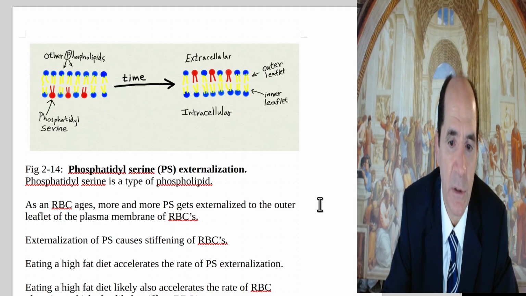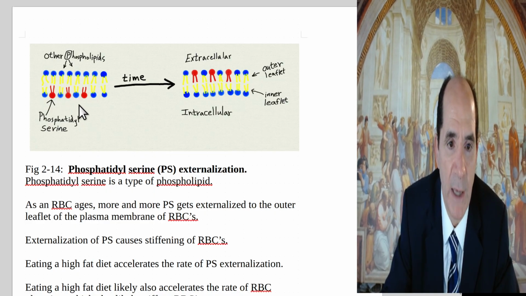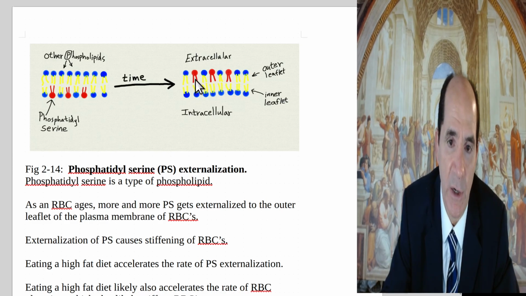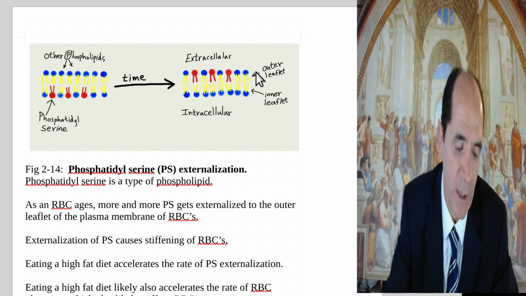Okay, here's a little diagram of that phosphatidylserine externalization. So they start out in the inner leaflet of the plasma membrane. Cytoplasm is over here. And as the RBC gets older, more of these phosphatidylserines flip into the outer leaflet of the plasma membrane, and that makes the red blood cell stiffer, and then it gets cleared out by the spleen.